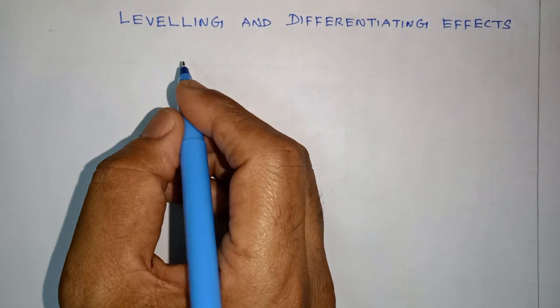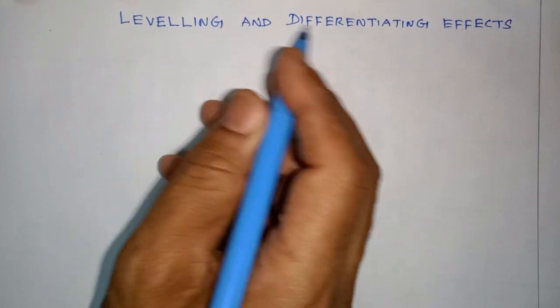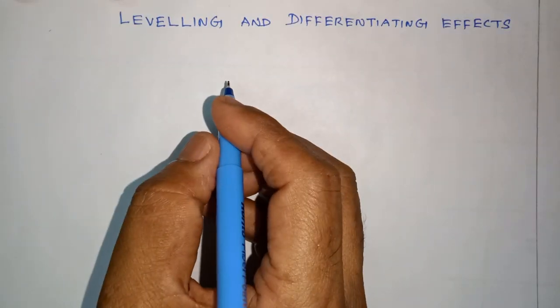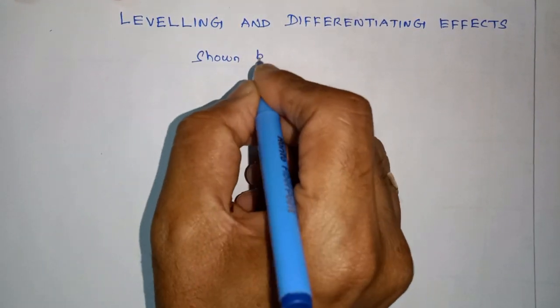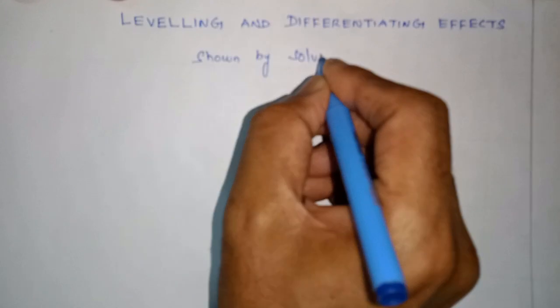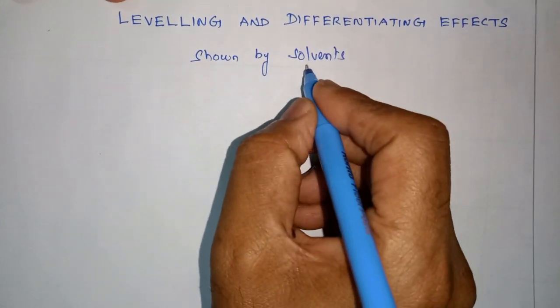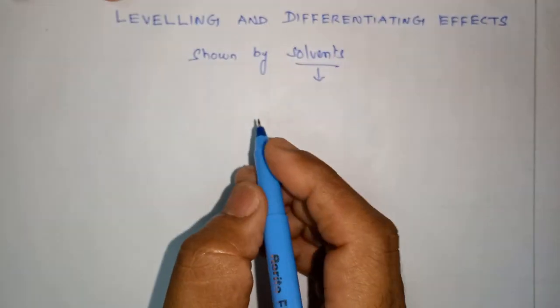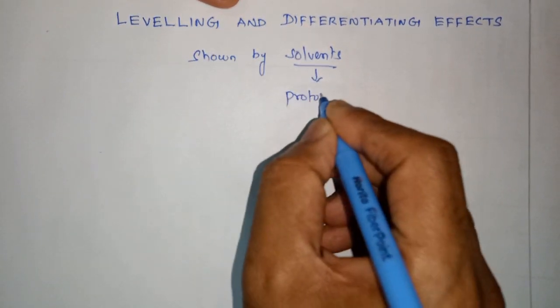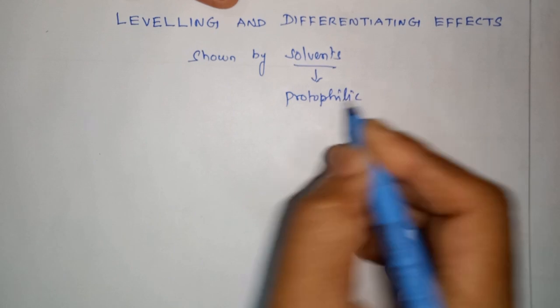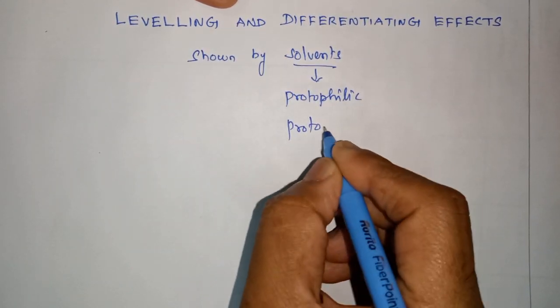Welcome to my video. Today we see leveling and differentiating effects. These are the effects shown by solvents. Which type of solvents? These are the effects shown by the solvents which are either protophilic or protogenic.